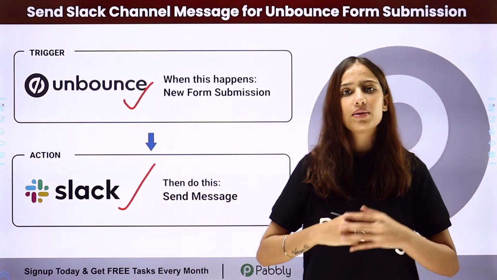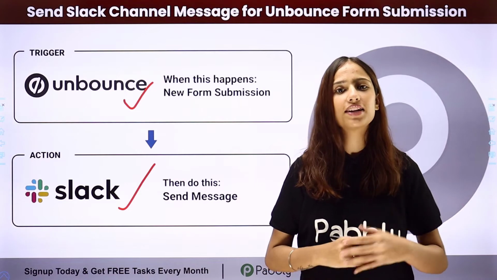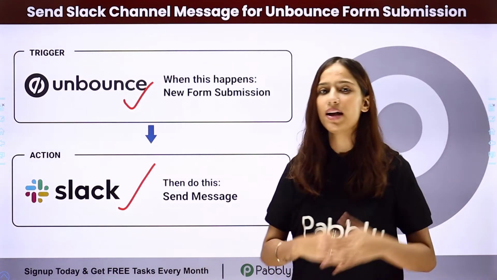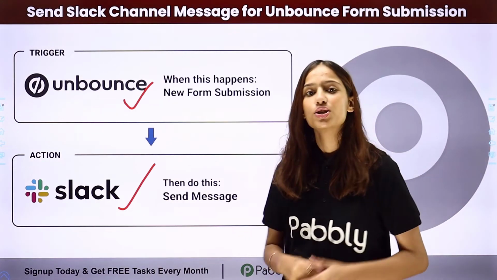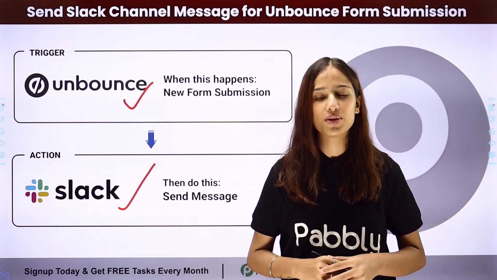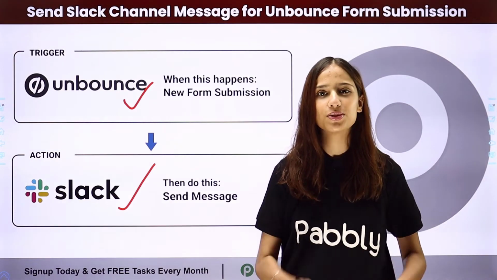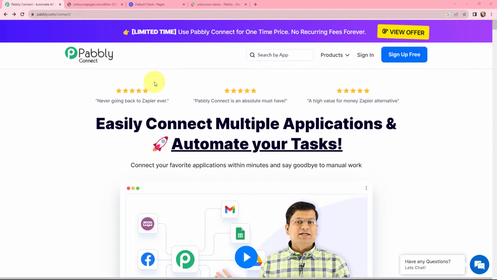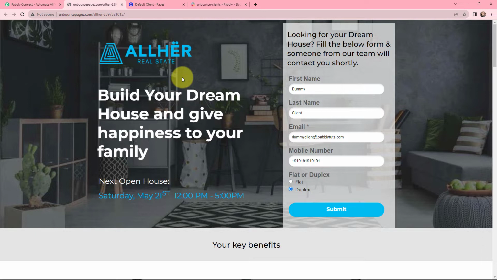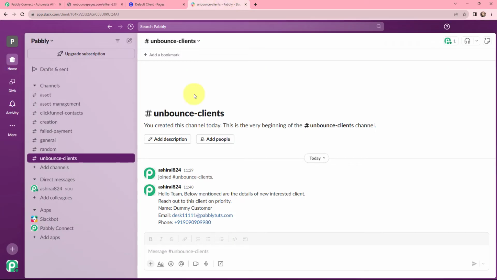So to do that, I will be using Pabbly Connect, where my trigger application will be Unbounce and my action application will be Slack. So to learn how I set up this integration between these two applications, follow me through the screen. In this video, we will learn how you can send Slack channel message for Unbounce form response. So here let's say that whenever you receive a Unbounce form response, then by using the same form response, you want to send a channel message to your team in Slack.